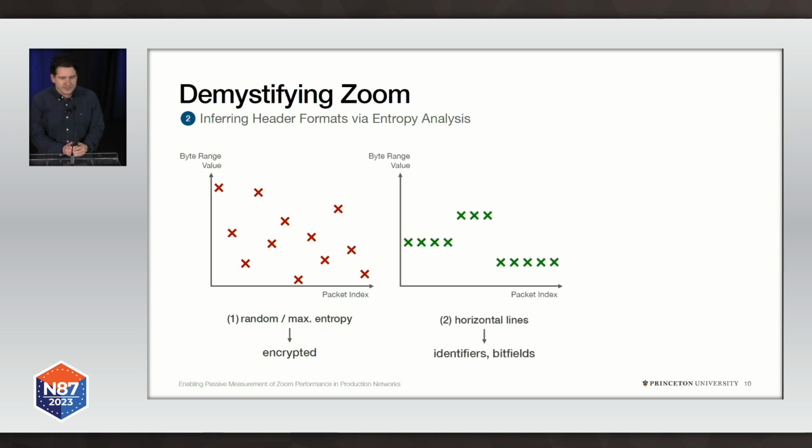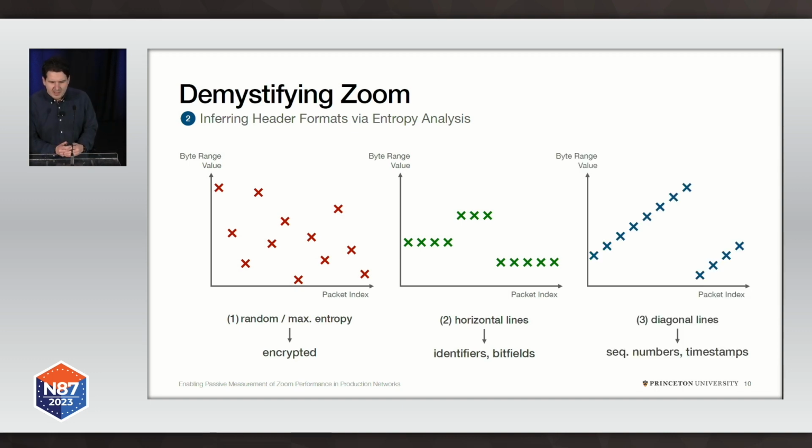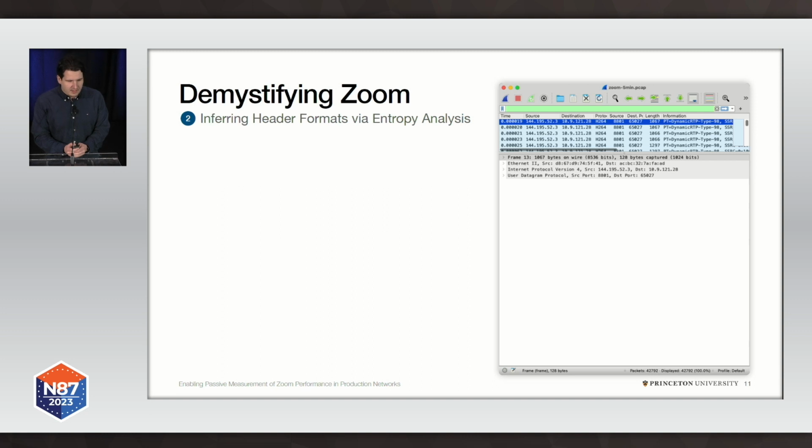The second pattern that we saw were horizontal lines, and those correspond to identifiers. Think about a unique stream identifier, for example, or a bit field that might indicate what type of traffic it is, like what media type or something along those lines. And the third pattern that we saw were diagonal lines, and those correspond to sequence numbers or timestamps. Now, as you saw before, in reality these plots look a lot more complicated, a lot more messy, with multiple lines wrapping around, overlapping each other, and so on. And I refer you to the paper for more details on that.